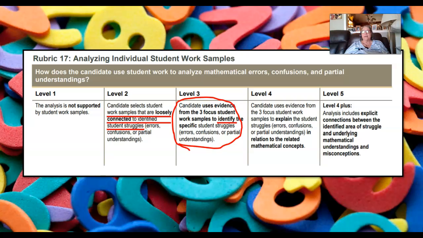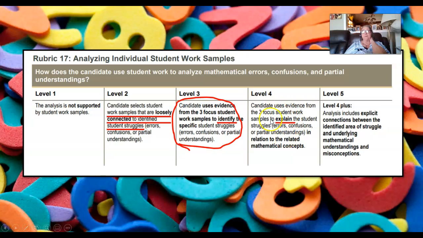If you get a 3, you have used evidence and your work samples identify these struggles, then the scorer will look to see, did you go beyond just identifying the specific struggles? Did you explain them? So if you used evidence from the work samples to explain the struggles, which are again the errors, confusions, partial understandings, perhaps misconceptions, then explaining them and relating them also to those mathematical understandings, mathematical concepts.